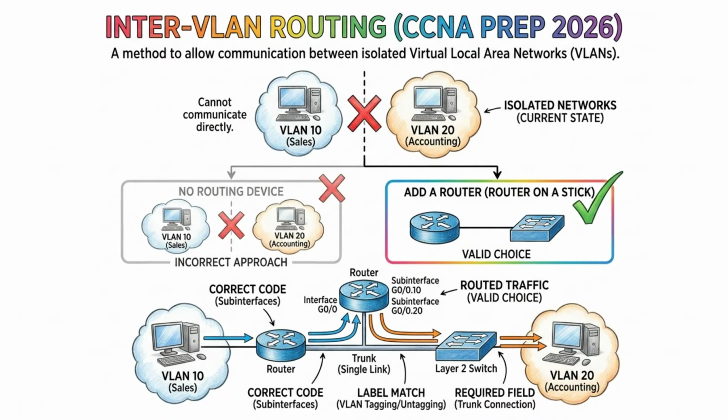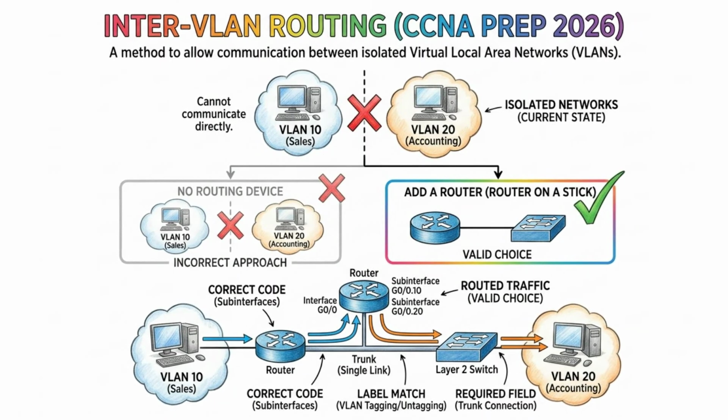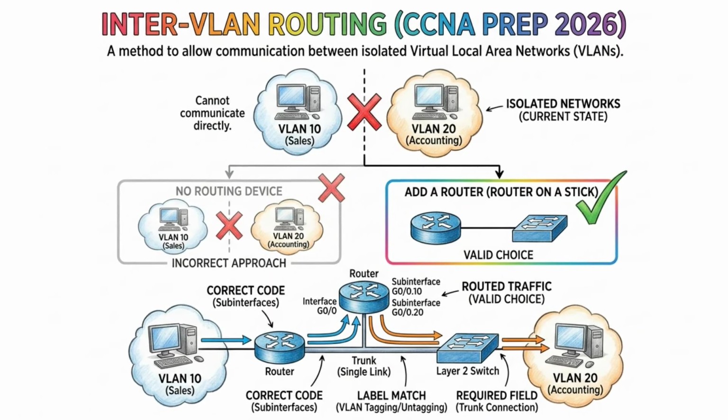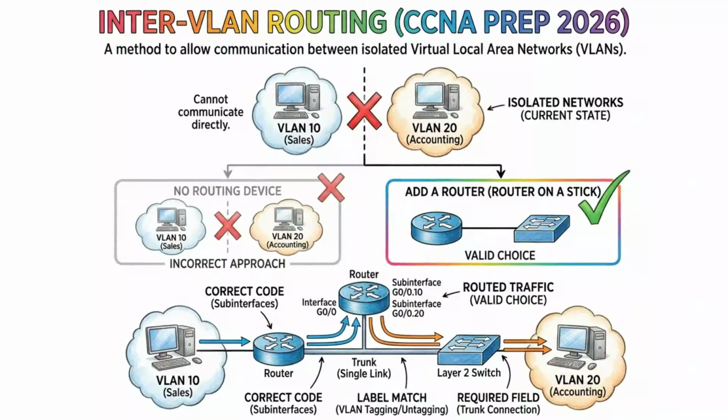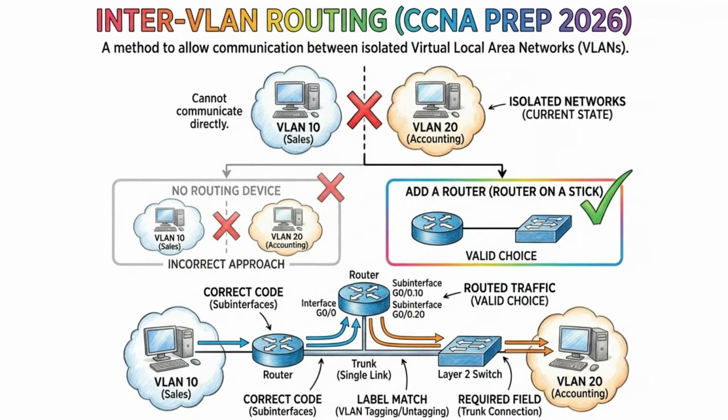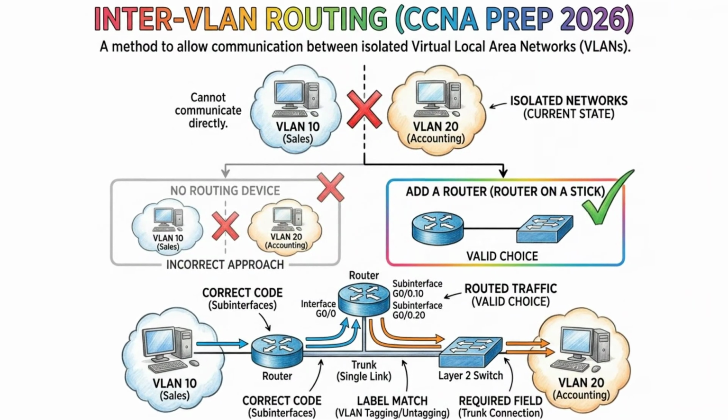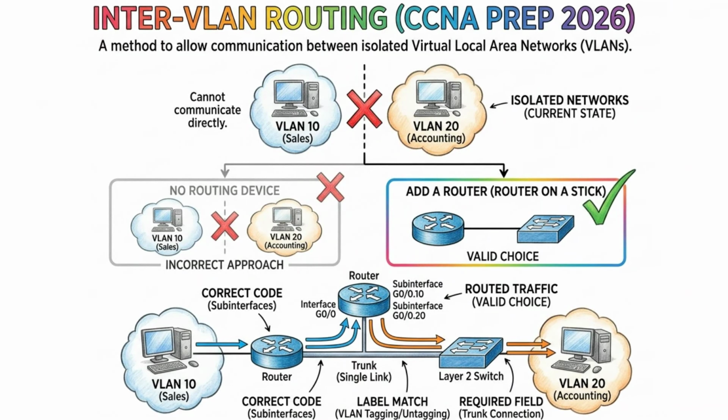The classic, traditional method for doing this involves connecting a router to a switch with a single physical cable, a design playfully known as router on a stick. Understanding how a router passes traffic between separated VLANs is an essential skill for managing secure local area networks.